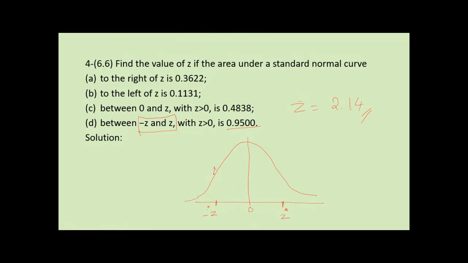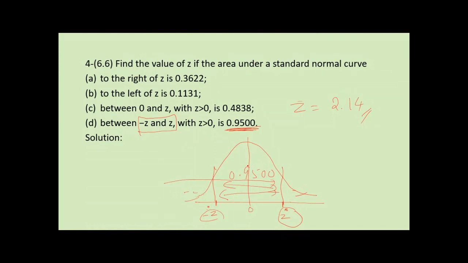So we don't know what Z actually is. We are going to find it. But the given information is that the area between them is 0.9500. If you know the entire area, you can find it. So how to find the entire area? What is missing at this end and this end? Same, because this is symmetric. Whatever is missing here will be missing here.